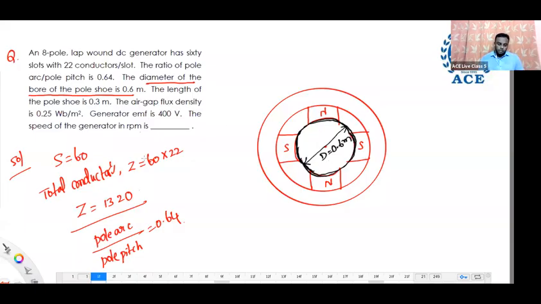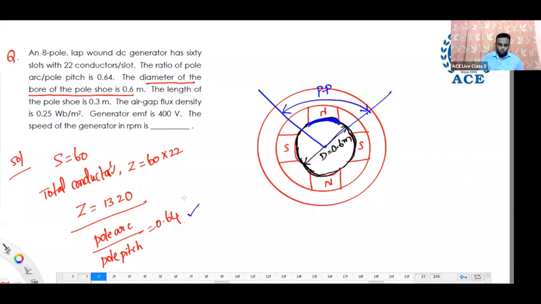Okay, and given the pole arc to pole pitch ratio. Only this is the pole arc. Pole pitch is what? If you take from the center of the shaft, this is the pole pitch. Pole pitch means 180 degrees electrical. This is the pole pitch, this is the pole arc. Pole arc to pole pitch ratio is given as 0.64.